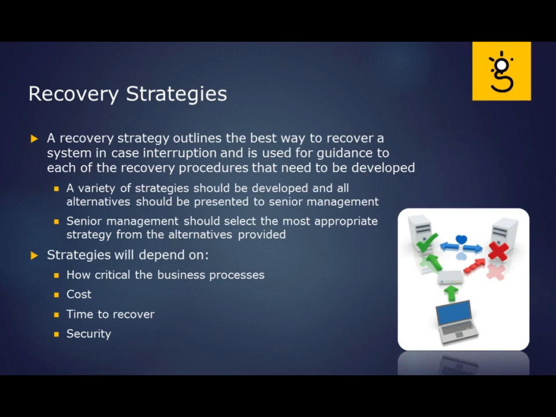They outline the best way to recover a system in case of interruption, and they're used for guidance for each of the different recovery procedures that we need to develop. You might have a variety of strategies. In fact, you should have a variety developed. All of the alternatives should be presented to senior management, and then senior management should select the most appropriate strategy from the alternatives provided. Now, your strategy is going to be dependent on how critical the business process is that we're recovering, the cost, the time to recover, and security issues.